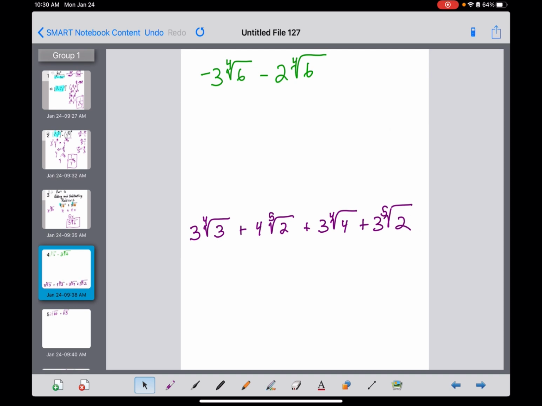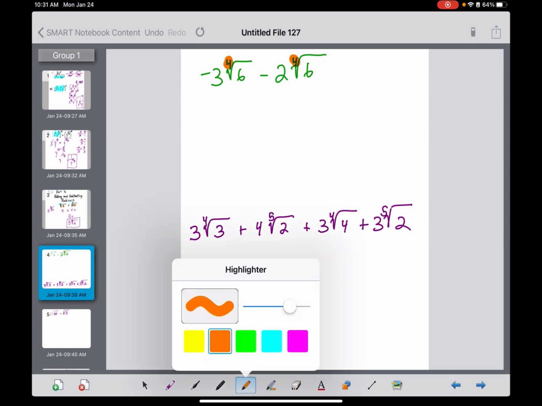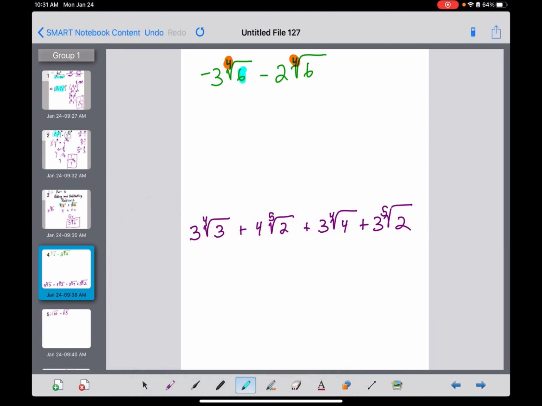So the next one, we've got negative 3 times the fourth root of 6 minus 2 times the fourth root of 6. Again, I'm looking at the indexes. The indexes are 4 and 4. Underneath the radical is 6 and 6. They're exactly the same, which means I can just subtract the numbers. Negative 3 minus 2 is negative 5 times the fourth root of 6. And that's your solution, and you move on.